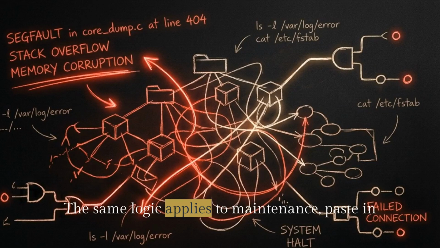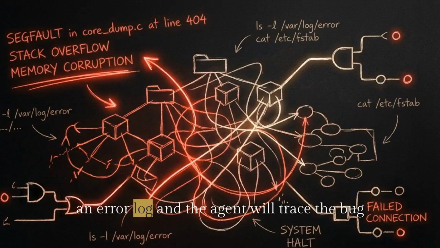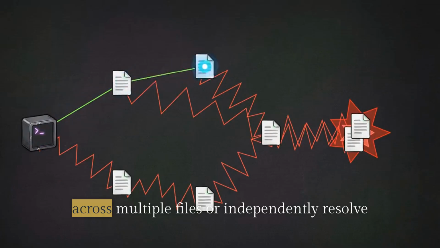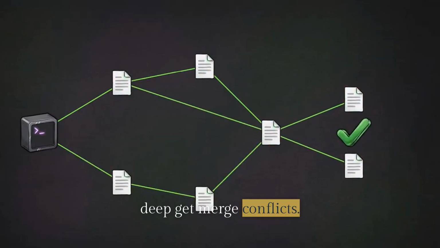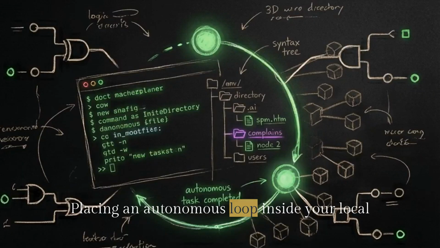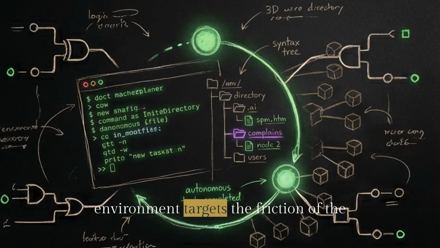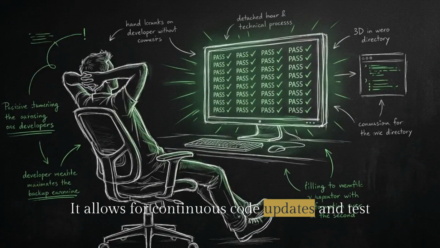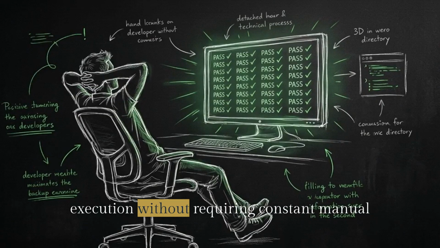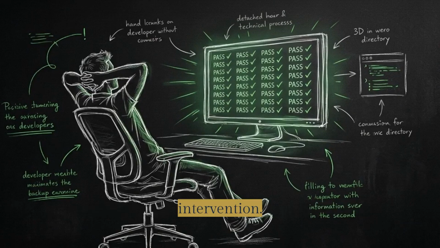The same logic applies to maintenance. Paste in an error log, and the agent will trace the bug across multiple files, or independently resolve deep Git merge conflicts. Placing an autonomous loop inside your local environment targets the friction of the development cycle. It allows for continuous code updates and test execution without requiring constant manual intervention.